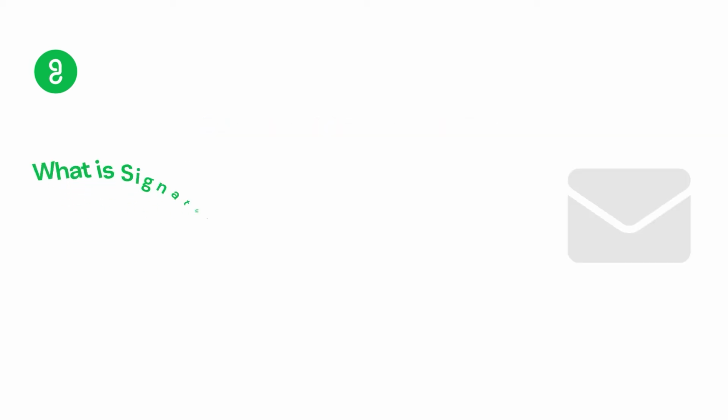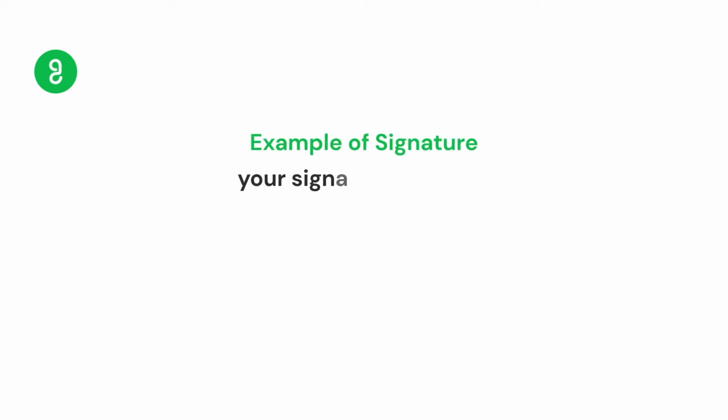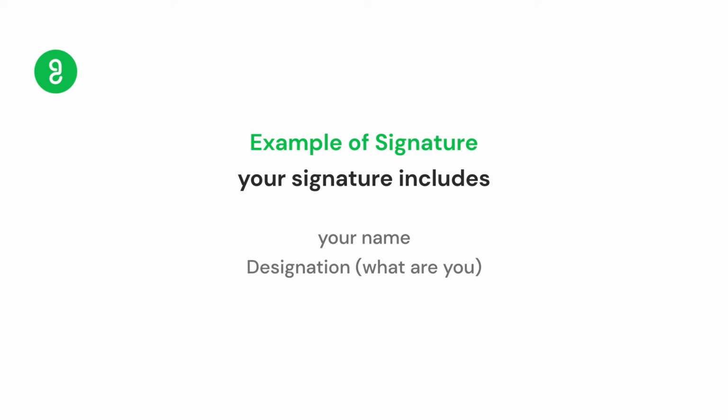And last but not least, the sixth part of your email is the signature. What is this signature? Signature is the information about you and how to reach you. So it starts with your name and your designation, that is, what you are, and your phone number or any mobile number to connect with.